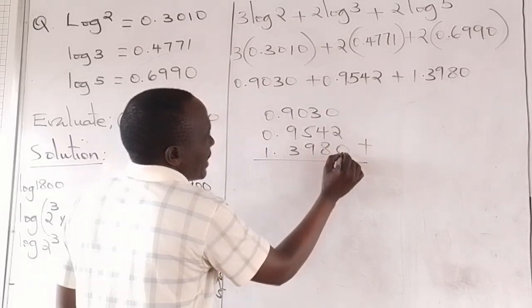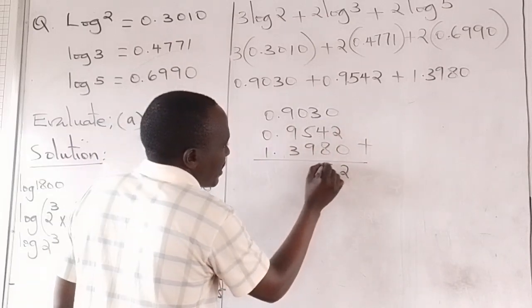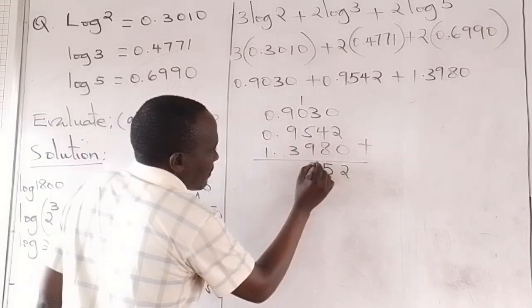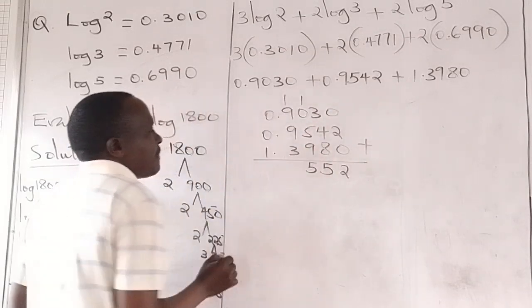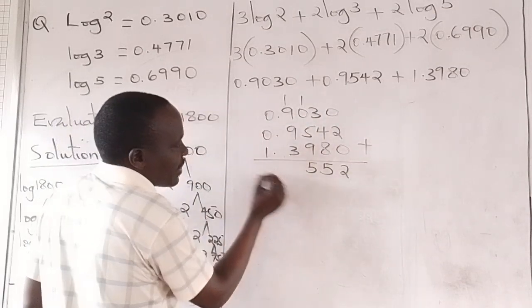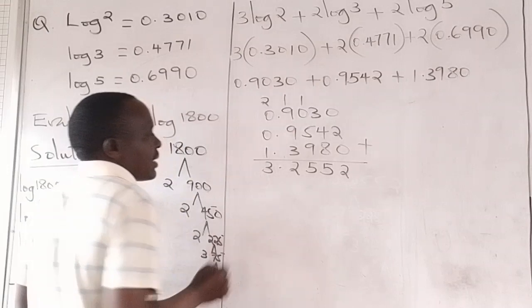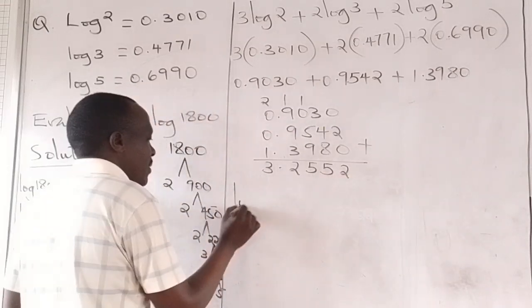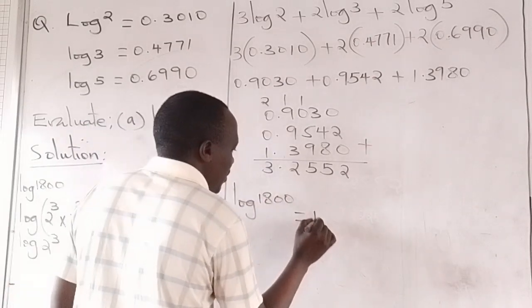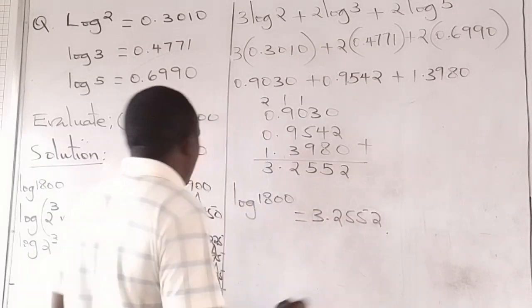So 0 plus 2 plus 0 is 2. 3 plus 3, 3 plus 4 is 7. 7 plus 8 is 15. So you write 5, you carry 1. 1 plus 5 is 6. 6 plus 9 is 15. So you write 5, you carry 1. 1 plus 9 is 10, plus 9 is 19. 19 plus 3 is 22. So you carry 2. 2 plus 1 is 3. So the log of 1800 equals 3.2552.